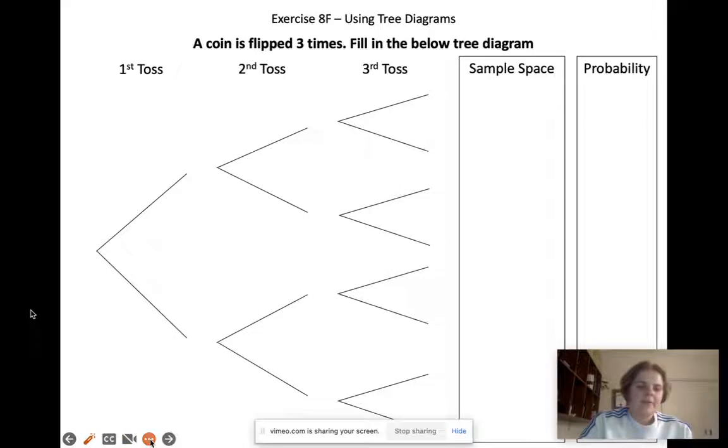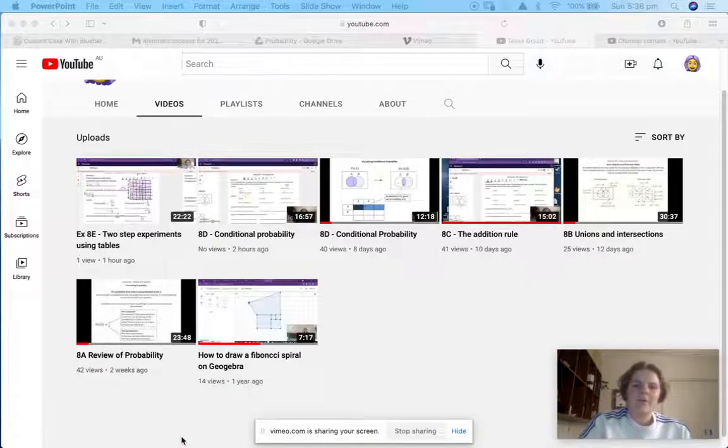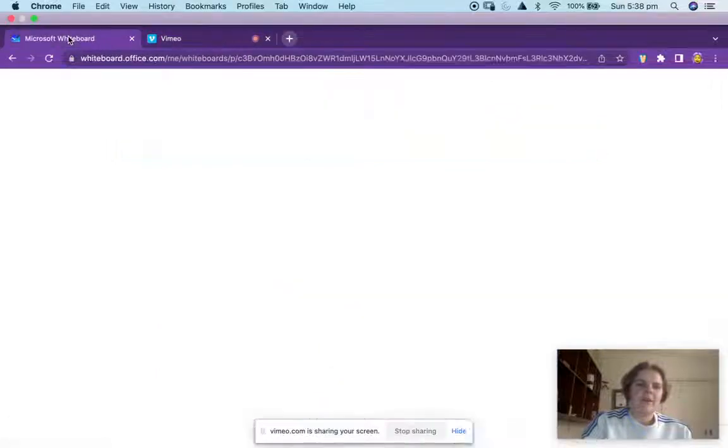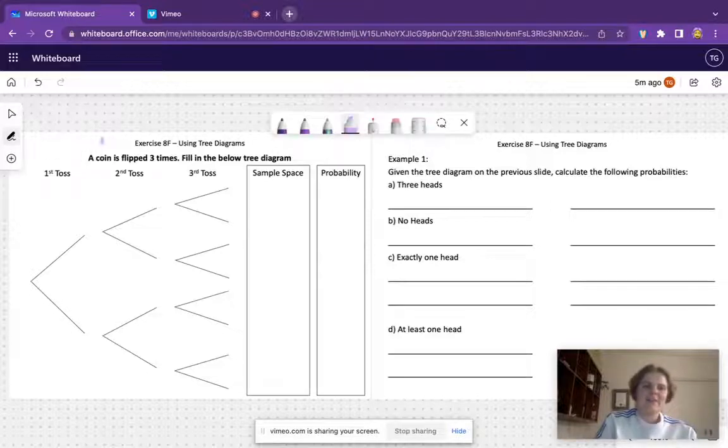Next, we're going to have a shot at filling in a tree diagram for an example. So try and fill this in. I'm going to fill it in now. If you're not sure where to start, feel free to listen in as I go through.